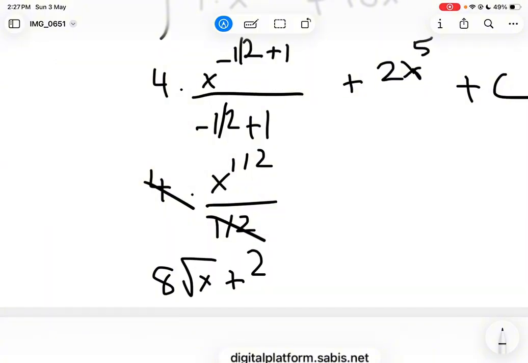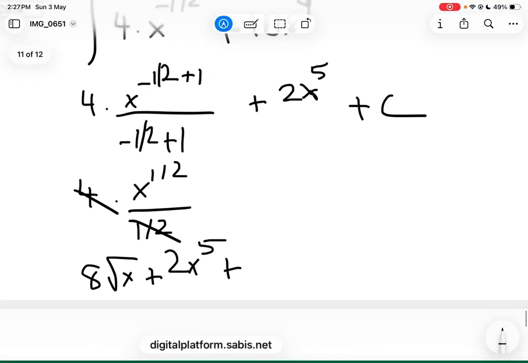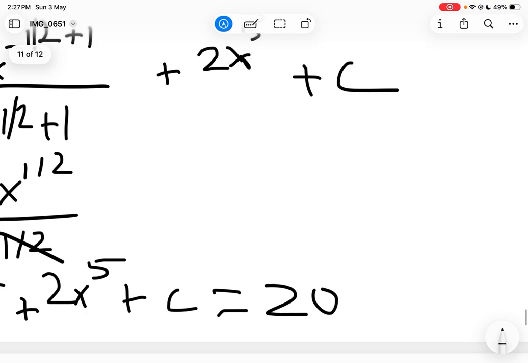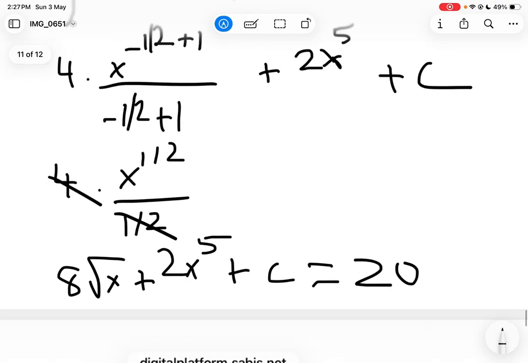plus 2x^5 plus c, and it's equal to 20 because here they gave you that y is 20 and x is 1, so 20. So you replace x by 1, so it will be 8 times radical 1. Radical 1 is 1, so 8 plus 2 plus c is equal to 20.